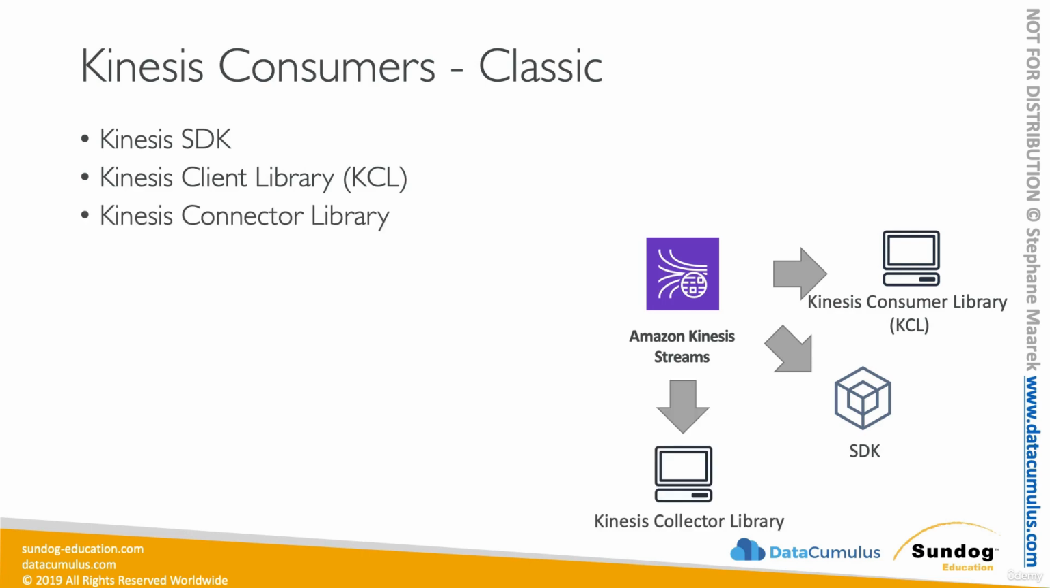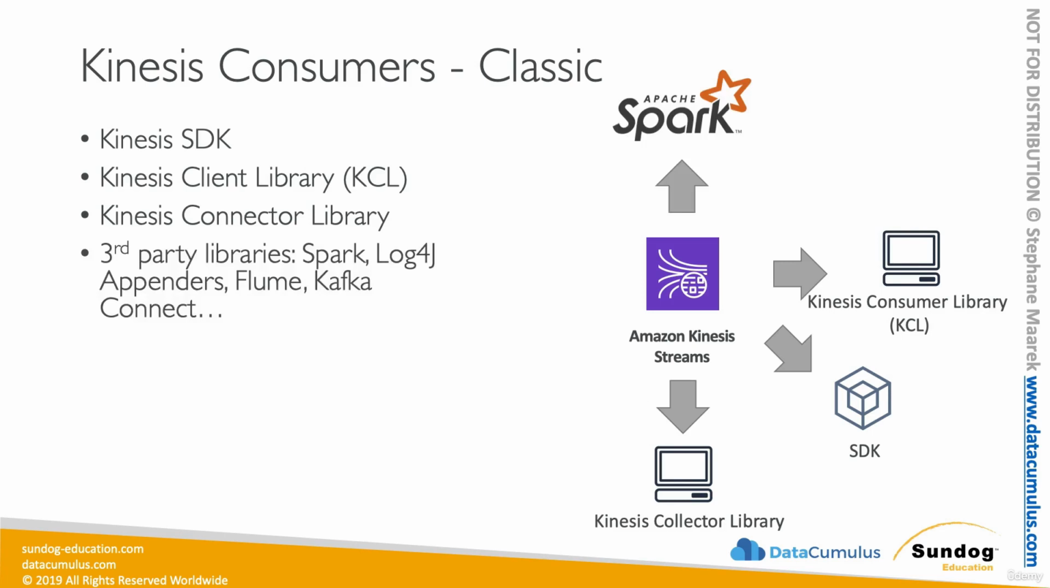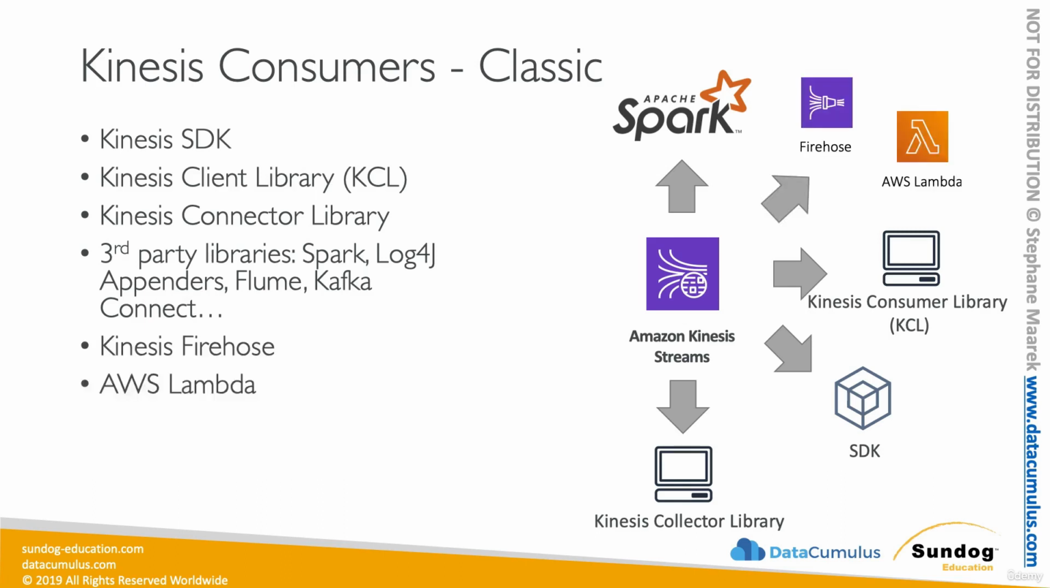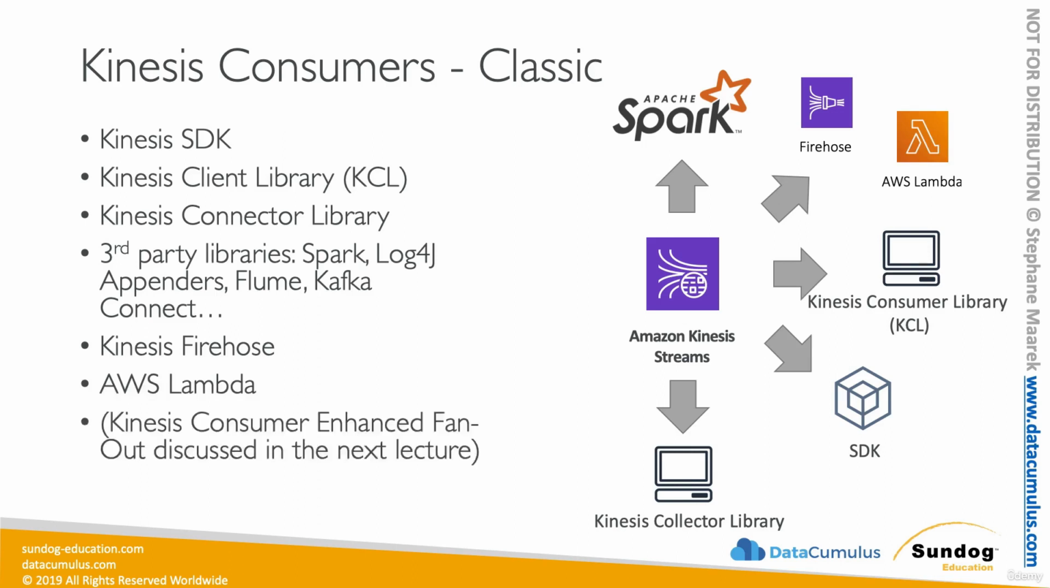There's also the Kinesis connector library, which could be abbreviated to KCL, but actually isn't, so it's a bit different from the Kinesis client library. And then we have third-party libraries, such as Apache Spark, Log4j, Flume, Kafka Connect, all these things. But the exam expects you to know that Apache Spark is able to read from Kinesis data streams as a consumer. We can also use Kinesis Data Firehose and also AWS Lambda if we need to. There's this mechanism of consumption called Kinesis Consumer Enhanced Fanout, and I will discuss it in the next lecture.